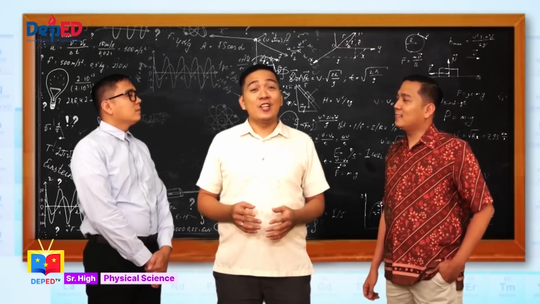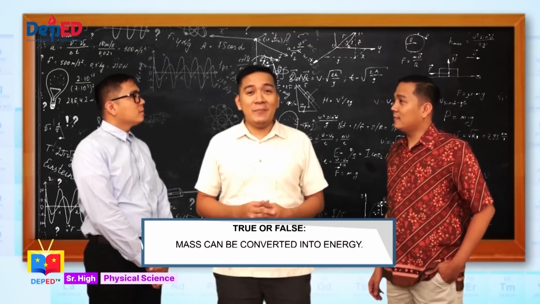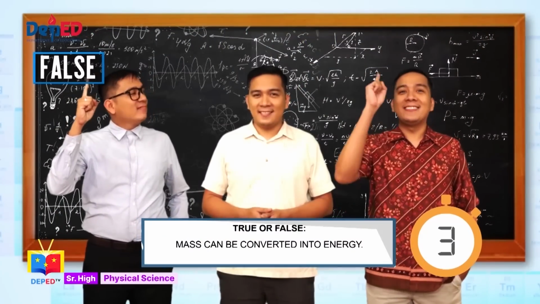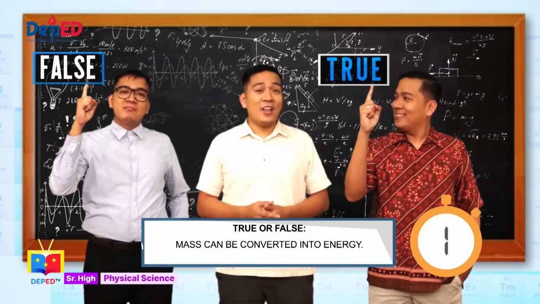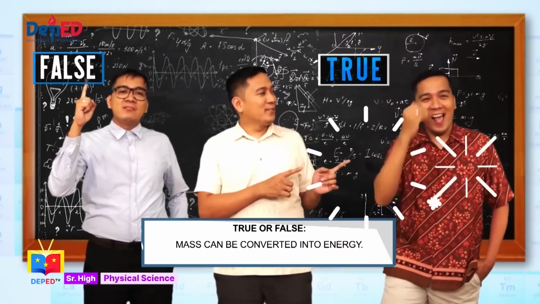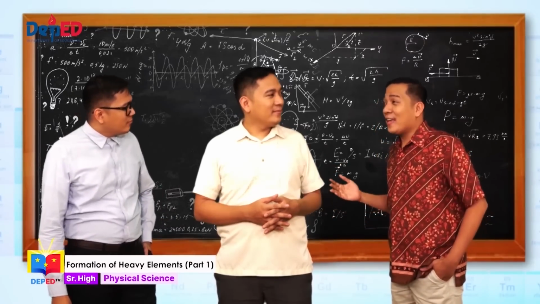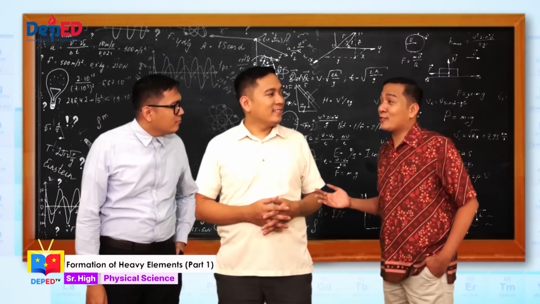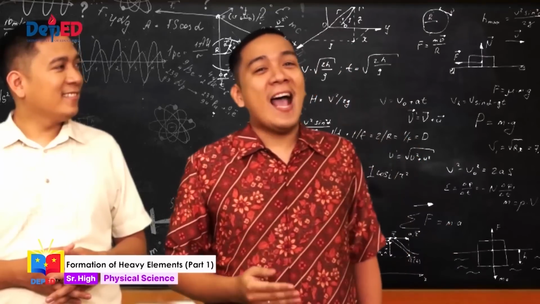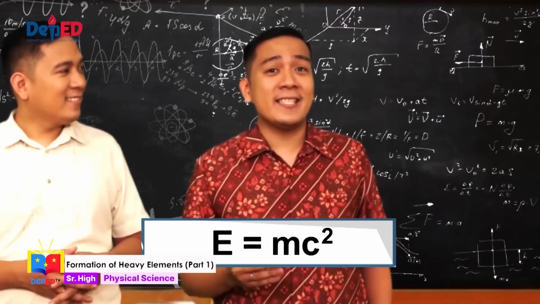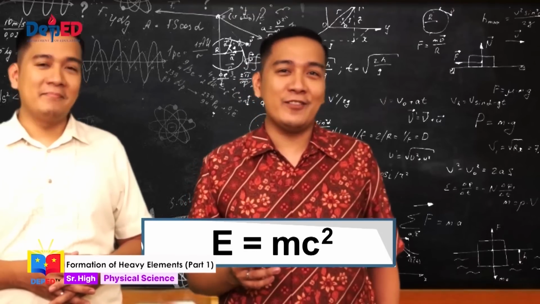Last question. True or false? Mass can be converted into energy. The correct answer is true. We learned from the law of conservation of mass that mass can neither be created nor destroyed. However, Einstein's theory of relativity, E is equal to mc squared, tells us that mass can be converted into energy.